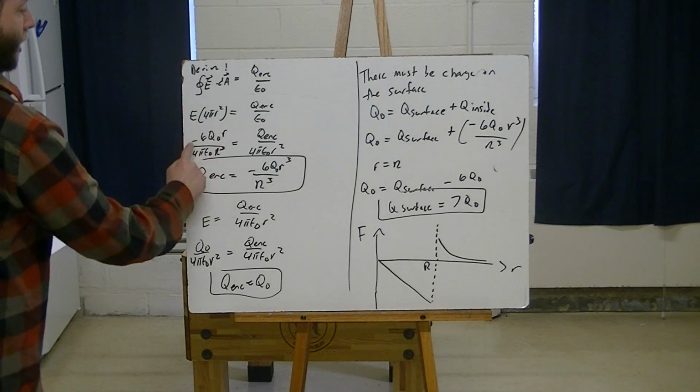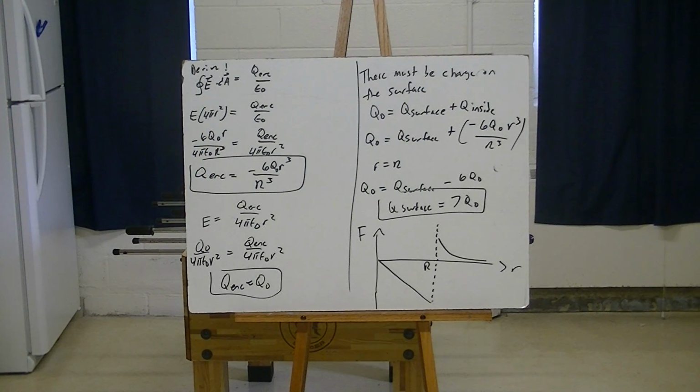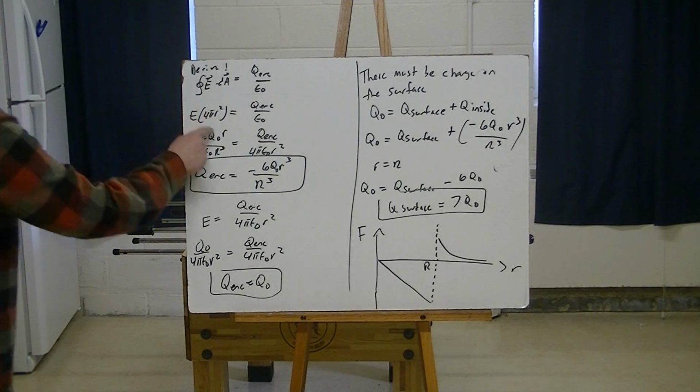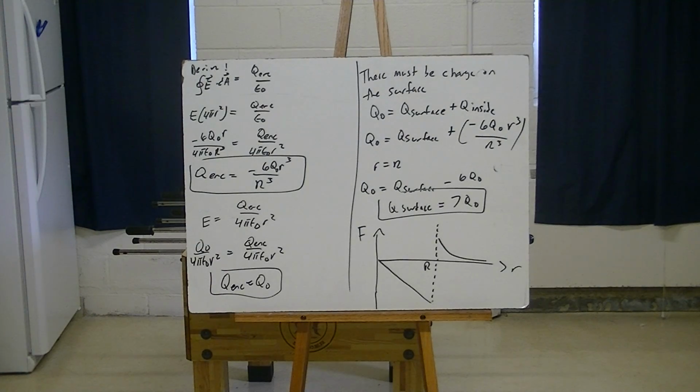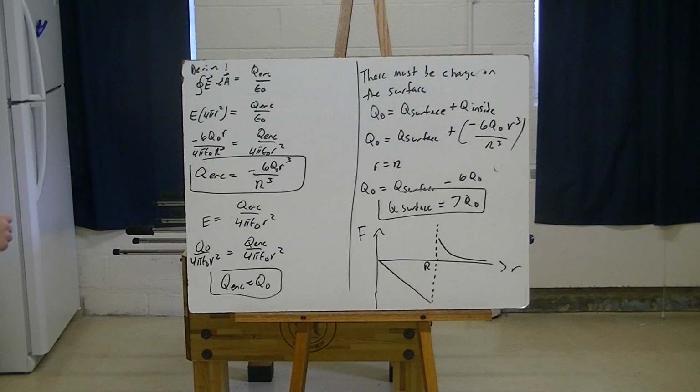We replace the electric field that we found in the previous part, so that's the electric field from part A for the inner region. We divide the 4 pi R squared over to the other side. We solve for the Q enclosed by bringing everything back over, and we get this guy for our Q enclosed.